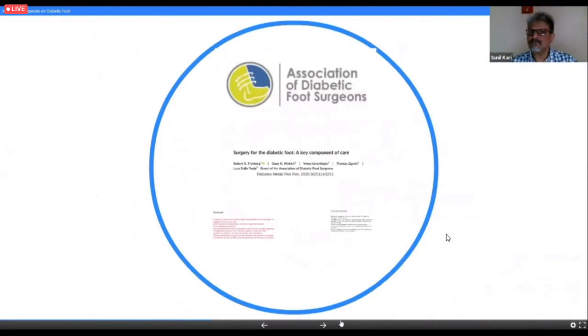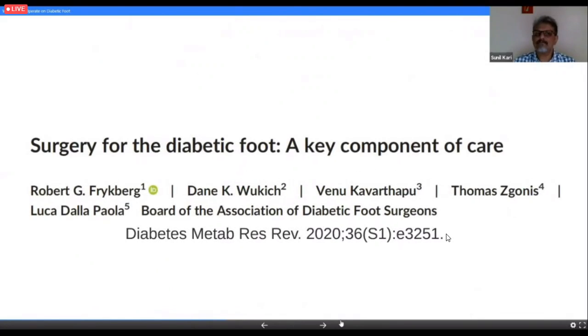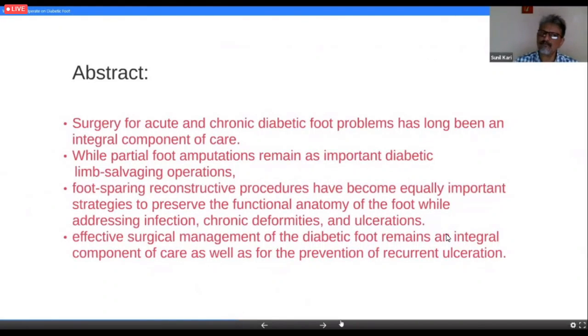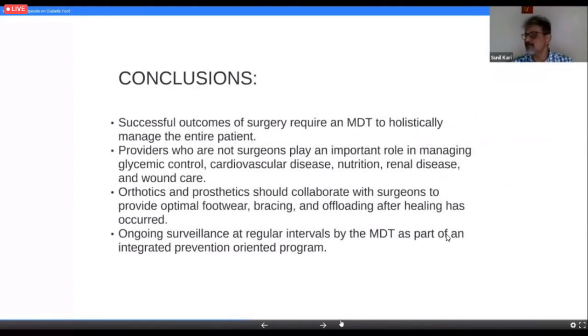Our excellent team of the Association of Diabetic Foot Surgeons came out with excellent work, where surgery for the diabetic foot is a key component of care. After going through the details, they have made it very clear that surgery for acute and chronic diabetic foot problems has long been an integral component of care. Effective surgical management of the diabetic foot remains an integral component of care, as well as for the prevention of recurrent ulcerations.